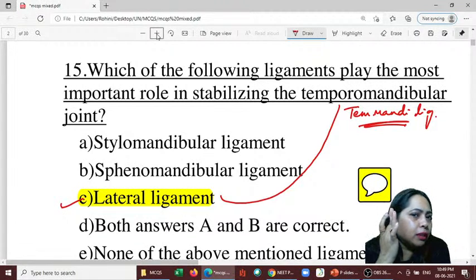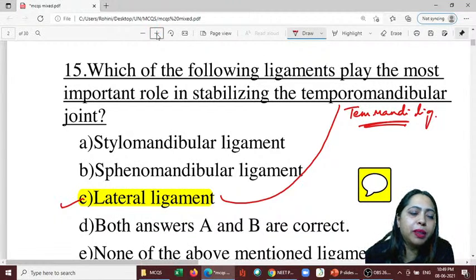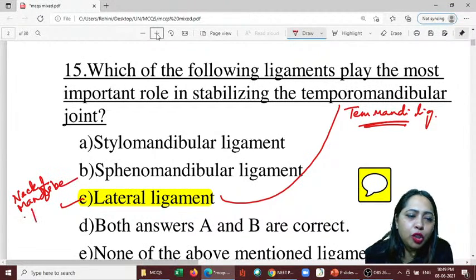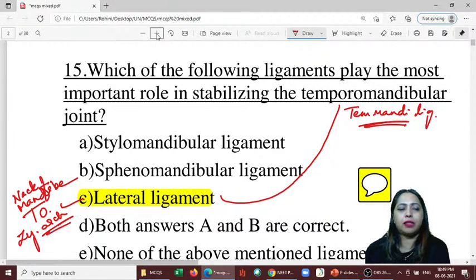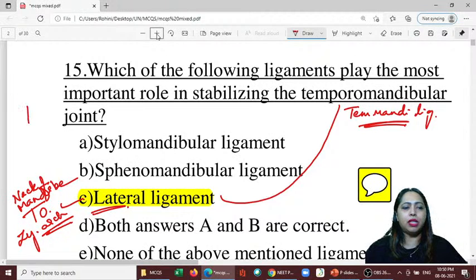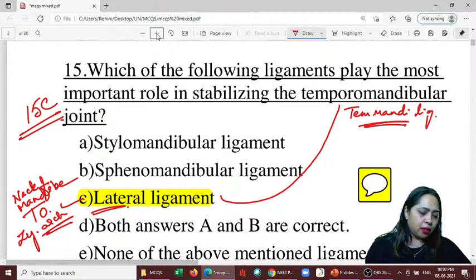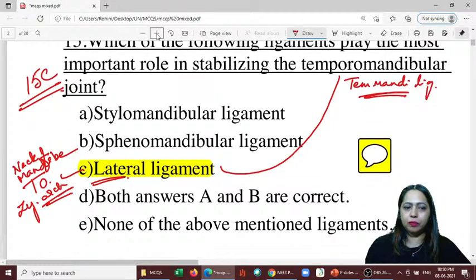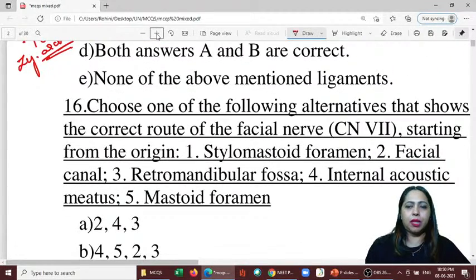It covers the mandible and the zygomatic arch, the ramus of the mandible. It extends from the neck of the mandible to the zygomatic arch. That is the lateral ligament. So the answer is 15C. Next, we'll go to the 16th question.